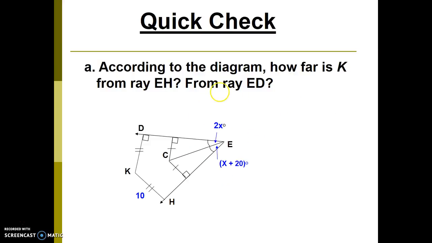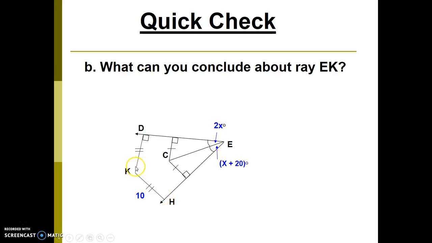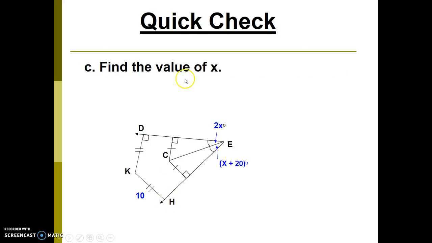Okay, then a little problem here. According to the diagram, how far is K from ray EH? So K is right here. How far is it from EH, this ray? Well, it shows you there it's 10. Not too bad. Now, what can you conclude about ray EK here? Well, it's an angle bisector, you see by the two curves there. And also it's equal distance from point D and point H, which is going to help us in the next thing, find the value of x.